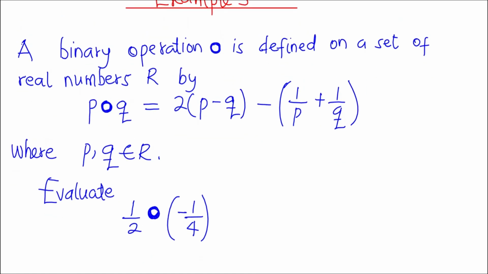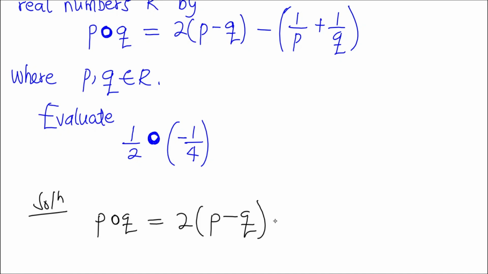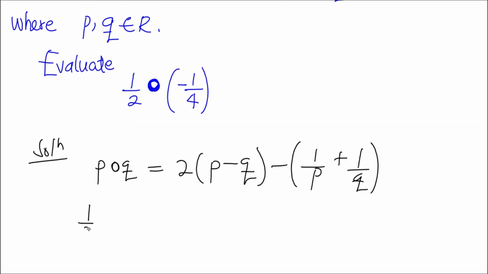So like we always do, we have to write the rule given to us and the question. So that is p dot q is equal to 2 into bracket p minus q, then minus 1 out of p plus 1 out of q. And from here, you want to find 1 out of 2 dot minus 1 out of 4. So like we always do, we are going to do substitution, which means wherever we see p, we are going to substitute 1 out of 2. Wherever we see q, we are going to substitute 1 out of 4.